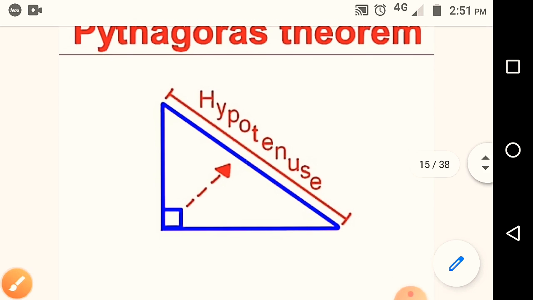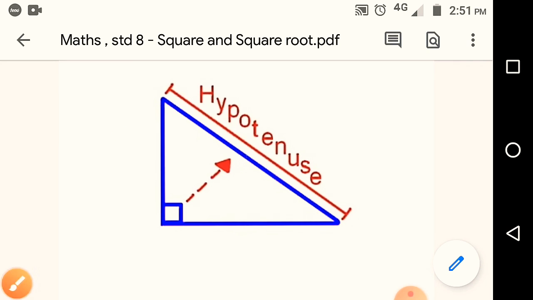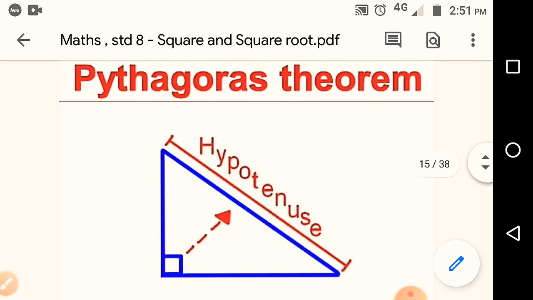This line is called base, the base line, and this is called perpendicular, because it is perpendicular. You can see 90 degrees given. So according to the rule of Pythagoras theorem, Pythagoras is a mathematician. It is the name of a mathematician, and he gave this theorem, so it is named after him, Pythagoras theorem.